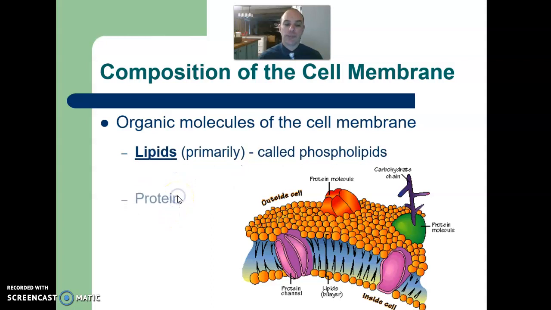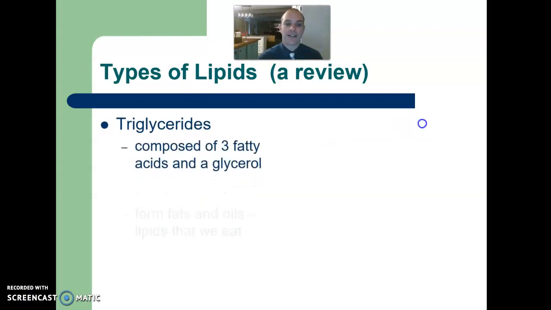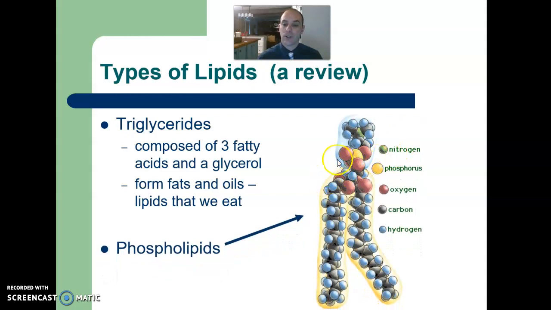Lipids are called phospholipids. Proteins, carbohydrates. So here are the types of lipids, a review. Triglycerides, tri meaning 3 fatty acid tails, and a glycerol. Forms fats and oils, lipids that we eat. Phospholipids look like this. You see these elements are in there: nitrogen, phosphorus, oxygen, carbon, hydrogen. CHONP. They're in there. The phospholipids are what compose the cell membrane.